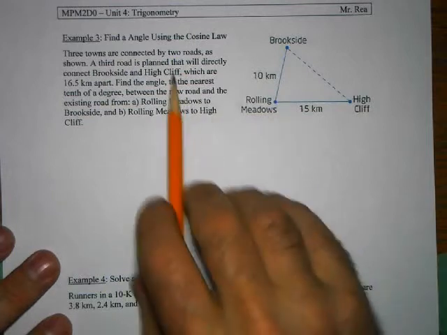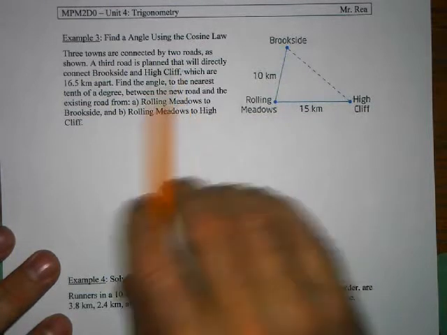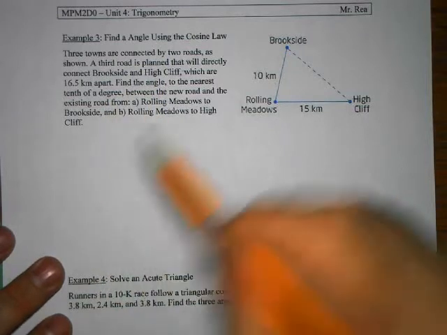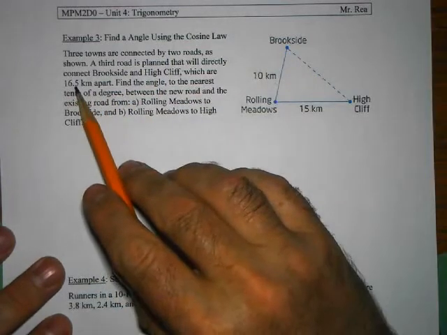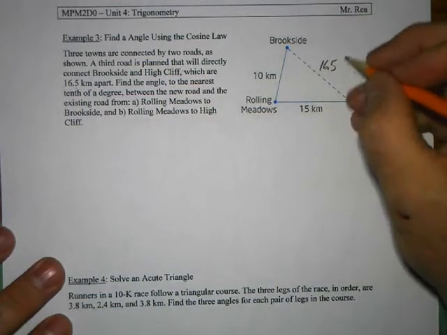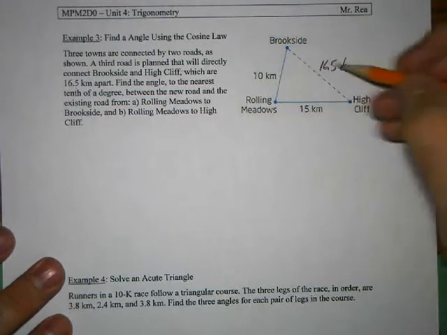A third road is planned that will directly connect Brookside and High Cliff, which are 16.5 kilometers apart. So they actually didn't put this in the diagram. I'm not sure why, because it's asking you to read the question. So we actually know all three sides. Do we know any angles?